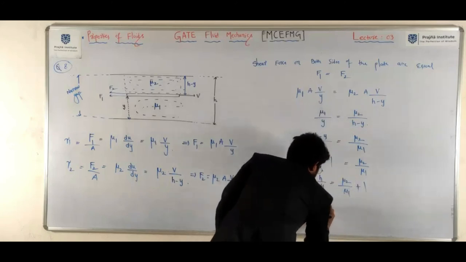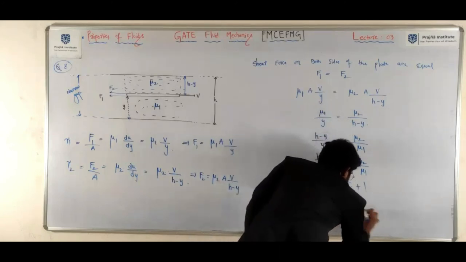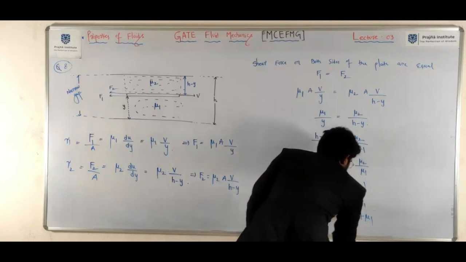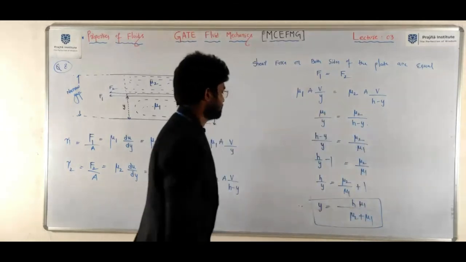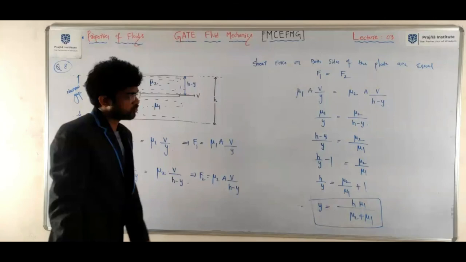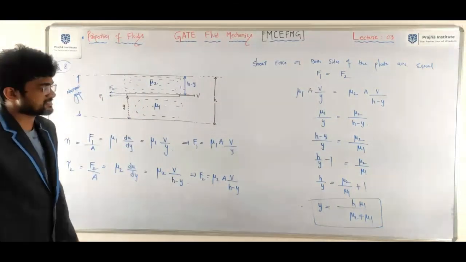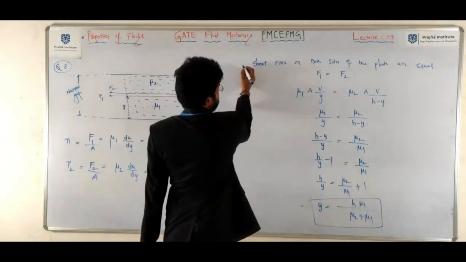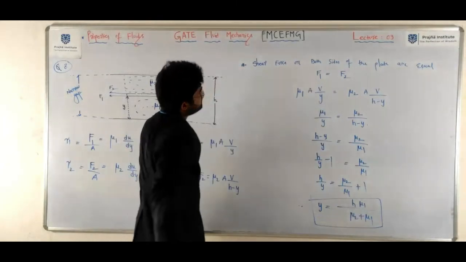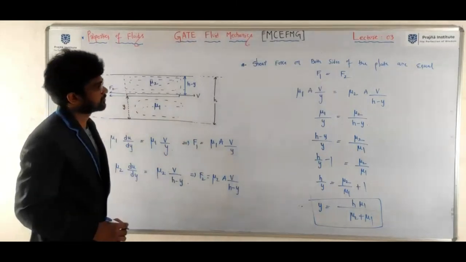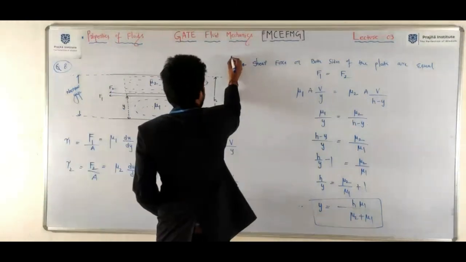Finally, y is equal to H by mu 2 plus mu 1. This is the thing. y is equal to H into mu 1 by mu 2 plus mu 1. Okay. Shear force on both sides of the plate are equal. In that case, what is the value of y? Okay, now this is condition number 1.